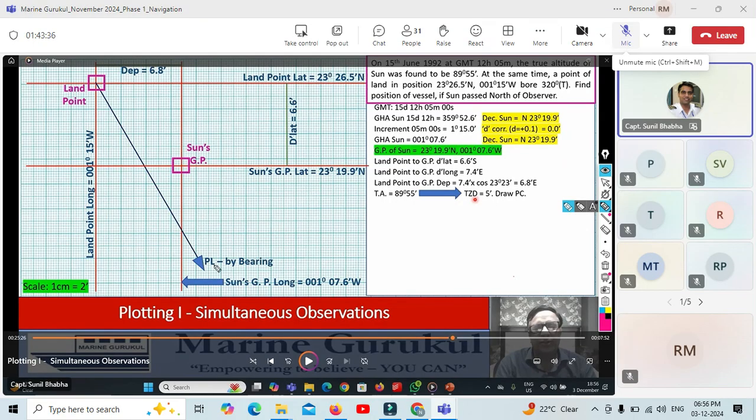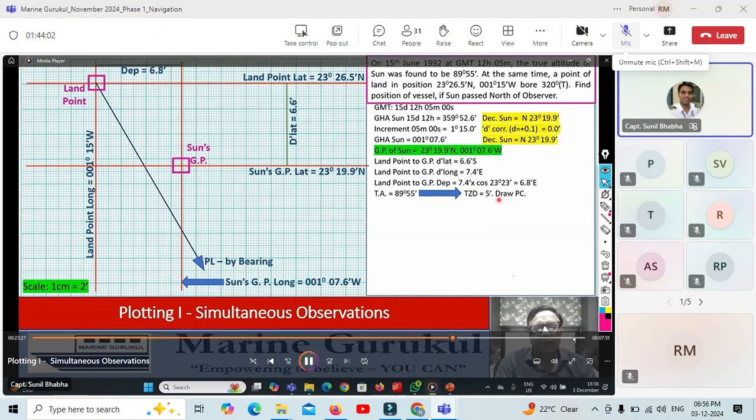Now have a look at this PL, beta. Any doubt, let me know. So this PL you plotted using protractor. That's correct, beta. It will be plotted using protractor. Okay.